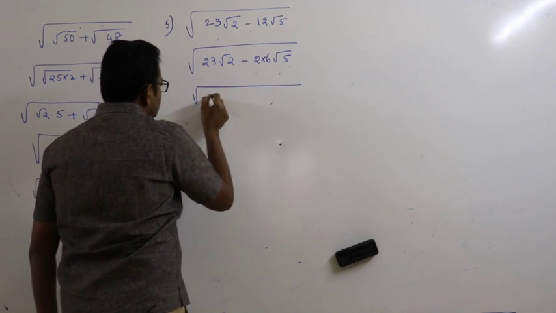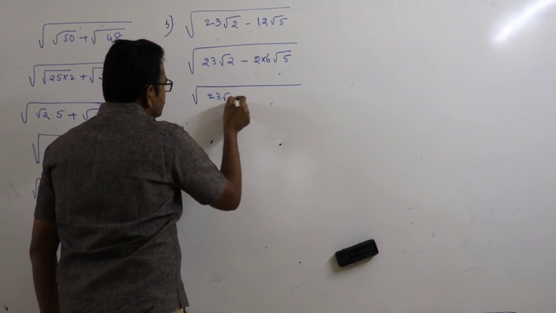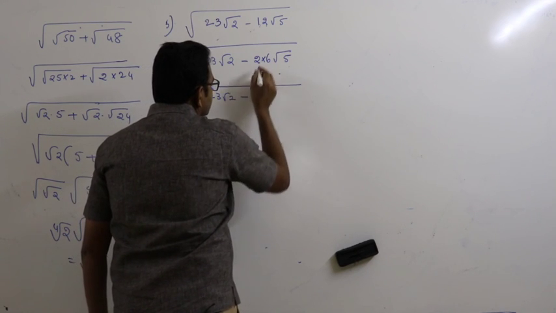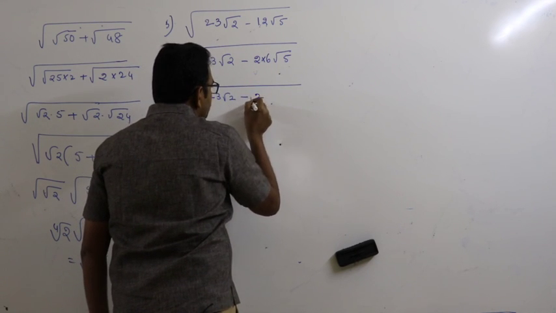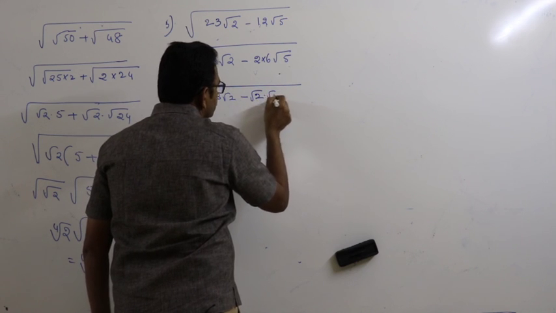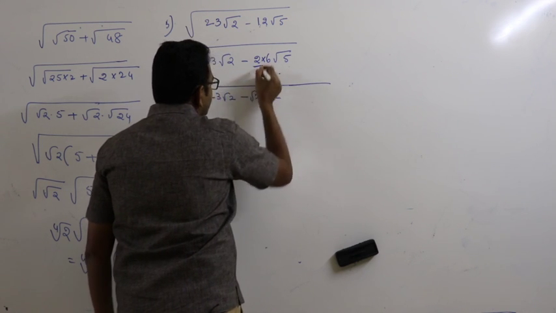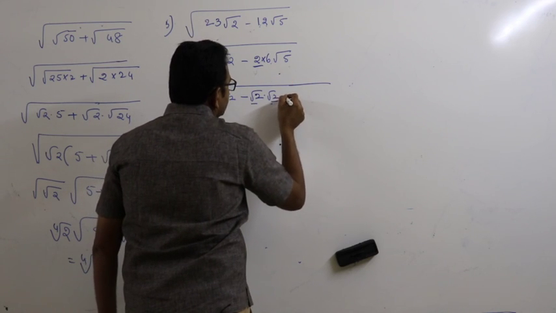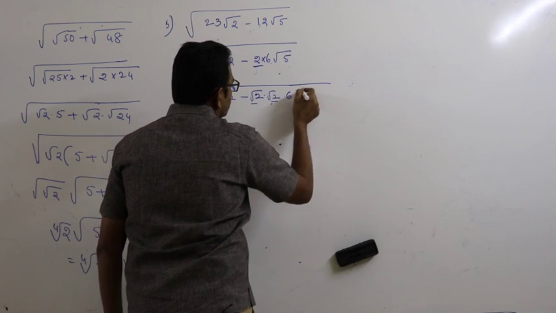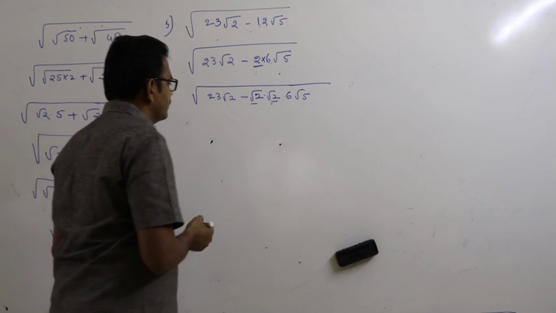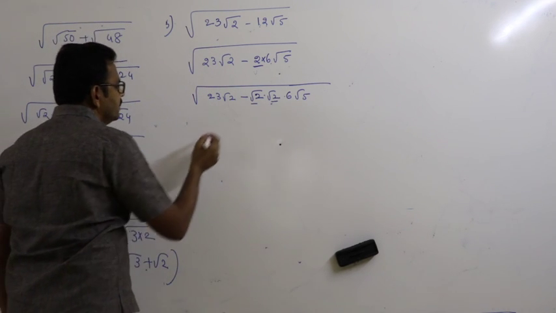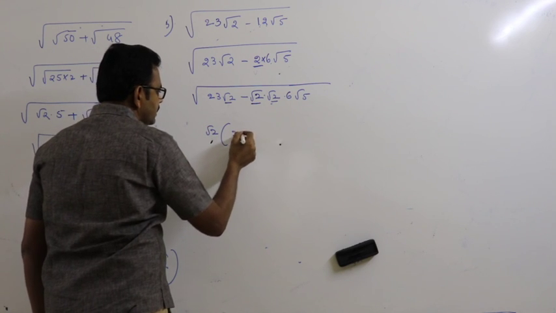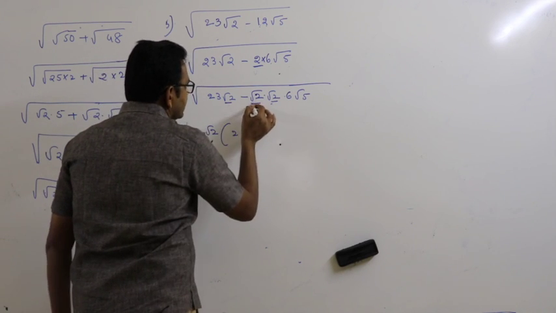That is square root of 23 root 2 minus 2 root 2 into root 2. This 2 can be written as root 2 into root 2. And here 6 root 5. Root 2 I am taking common, so this is 23, root 2 is already taken common.